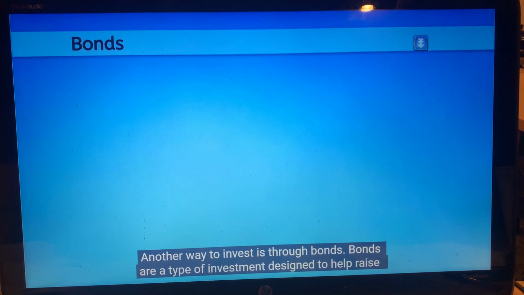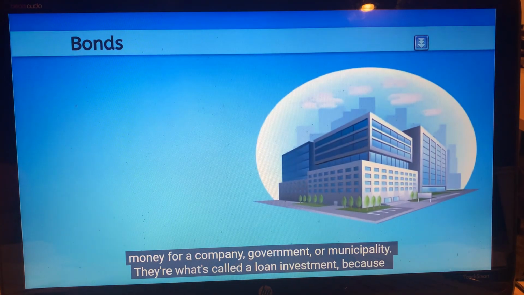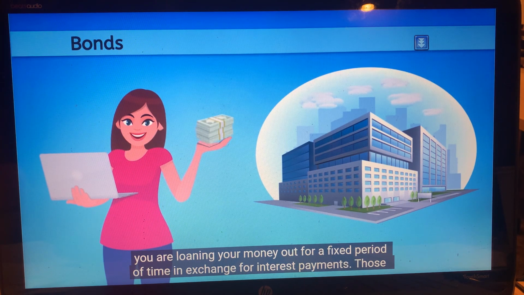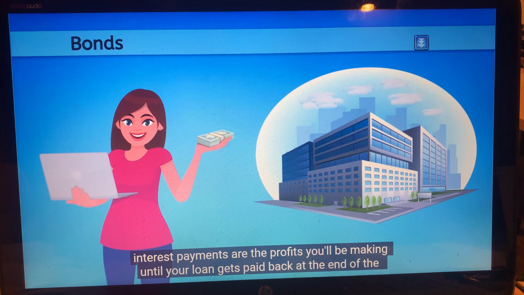Another way to invest is through bonds. Bonds are a type of investment designed to help raise money for a company, government, or municipality. They're what's called a loan investment because you are loaning your money out for a fixed period of time in exchange for interest payments. Those interest payments are the profits you'll be making until your loan gets paid back at the end of the term.